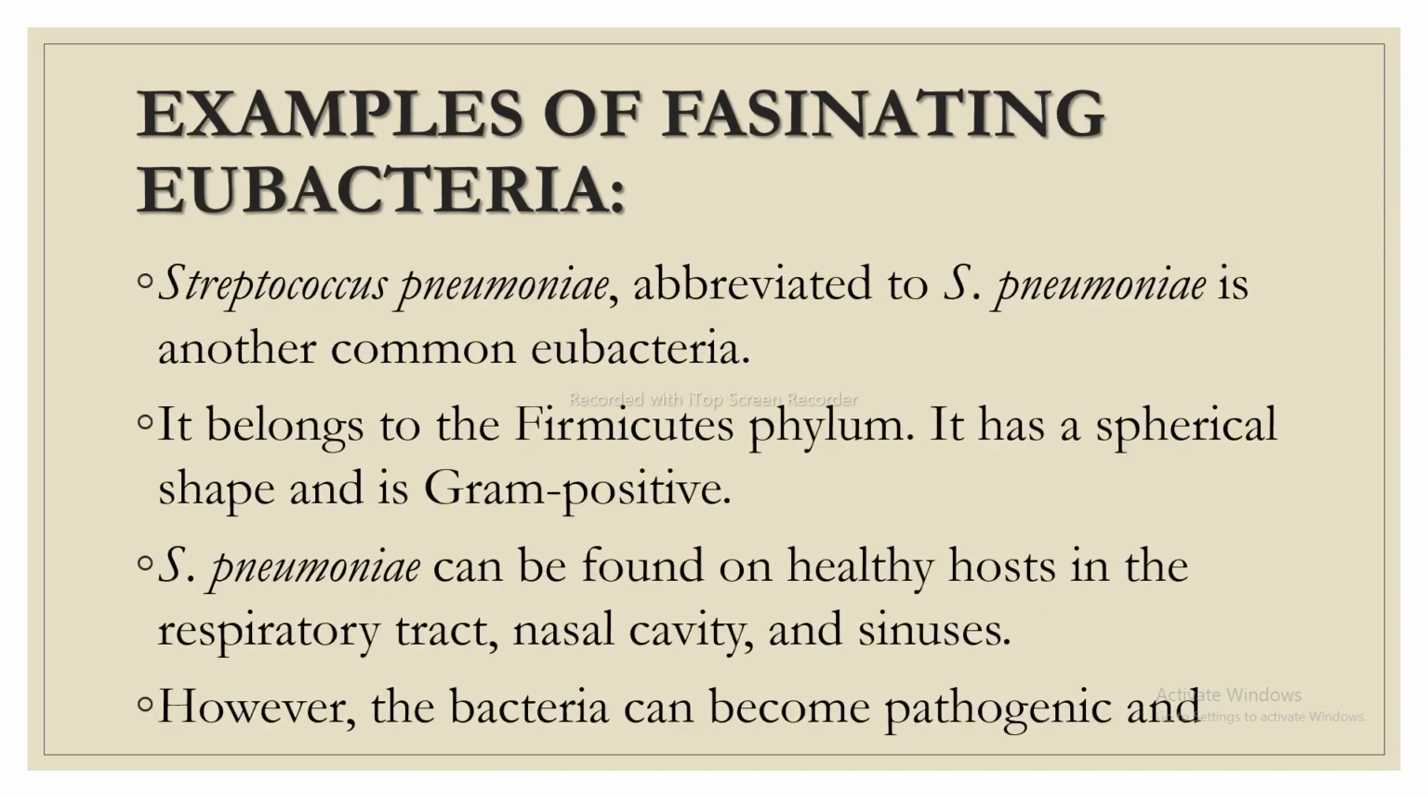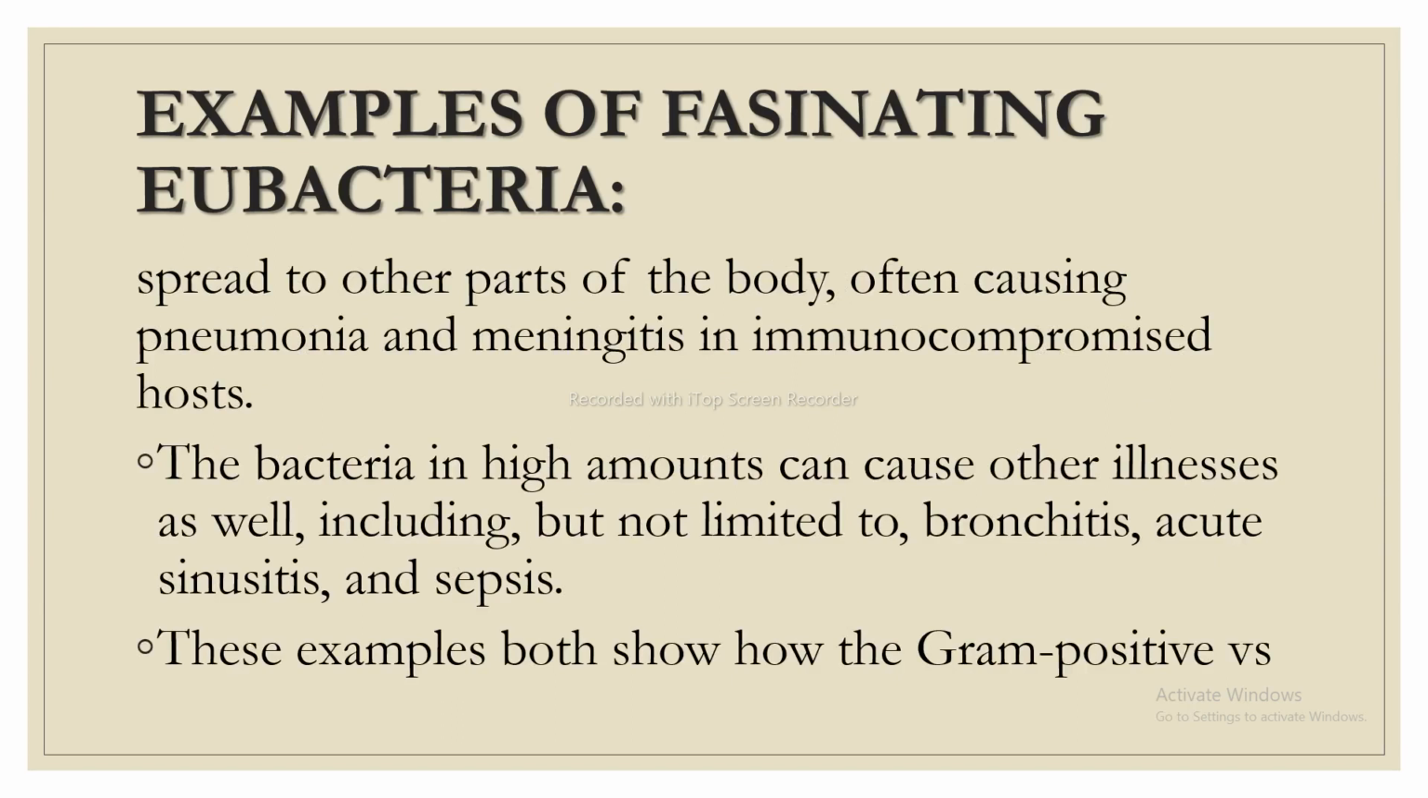And next is the Streptococcus pneumoniae, which is abbreviated to S. pneumoniae, is another common eubacteria. It belongs to the Firmicutes phylum. So it has a spherical shape and it is gram positive. So S. pneumoniae can be found on healthy hosts in a respiratory tract, nasal cavity, and sinuses. However, the bacteria can become pathogenic and spread to the other parts of the body, often causing pneumonia.